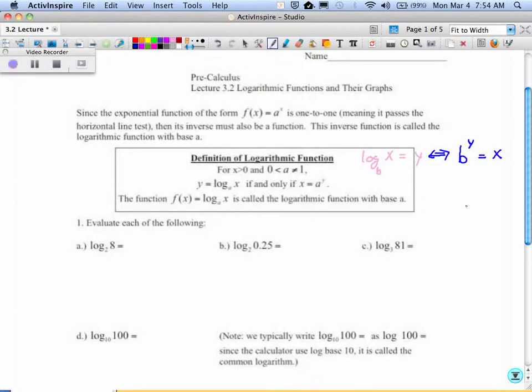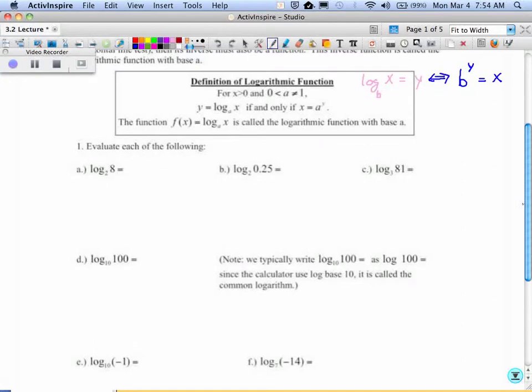Back when we worked on inverse functions, we switched out the x's for y's, and then we solved again for y to get the inverse function. Well, here all you have to do is rewrite it. There's nothing to do except rewrite it. So the expectation is you can flip-flop back and forth between those very quickly.